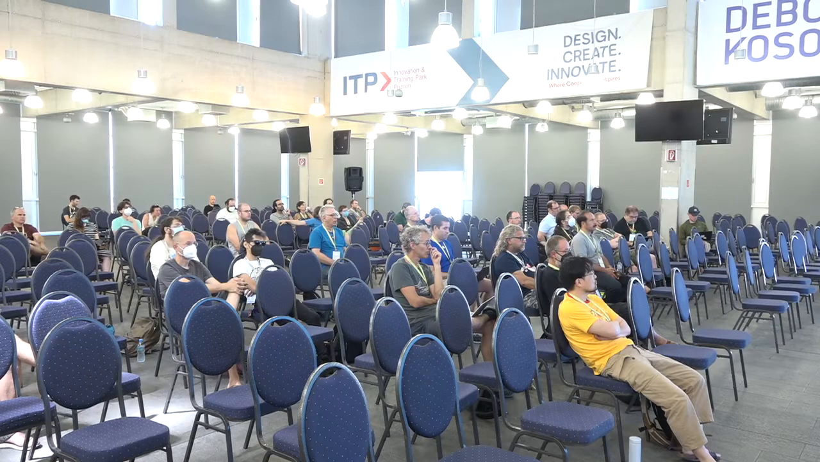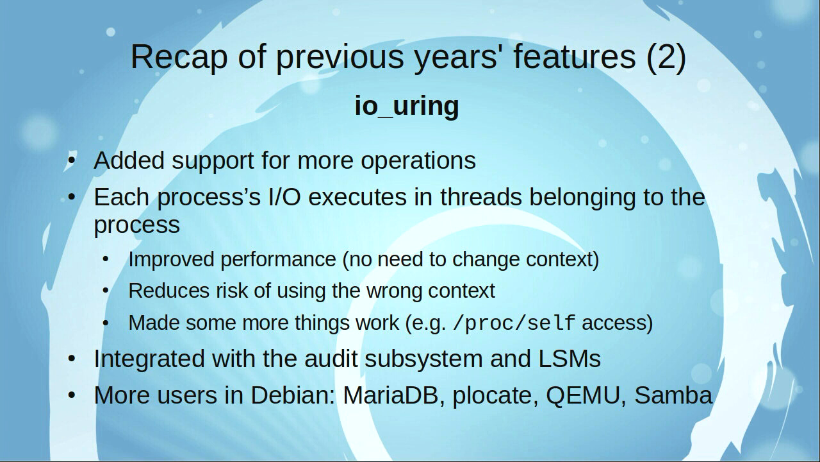It also means there's less risk of bugs where I/O is executed in the wrong process, which would be a security disaster. That's also integrated with the audit subsystem and Linux security modules. So if you have restrictive policy on what processes can do what, io_uring is no longer a way to escape that. And there are more user space programs taking advantage of that within Debian.